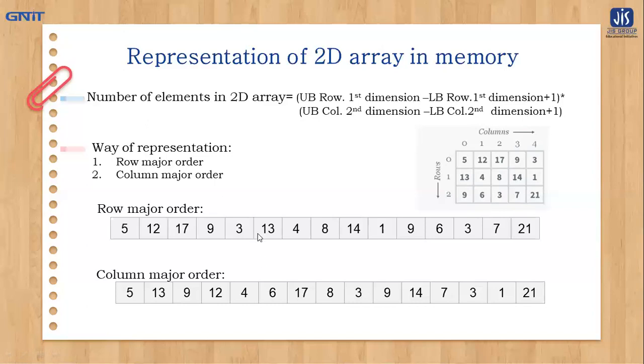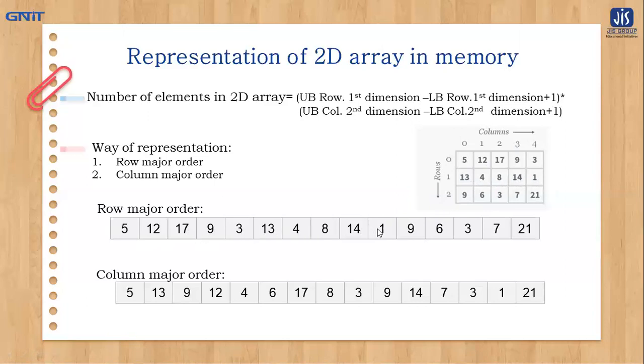Next, we need to represent that matrix in computer memory. Now there are two ways to represent these 15 values in computer memory. Either we can store the values row wise or column wise. So what are the values we have? In the first row we have 5, 12, 17, 9 and 3. So we are storing the values row wise, means first we need to store the first row, that is 5, 12, 7, 9. Then the second row it is 13, 4, 8, 14, 1.